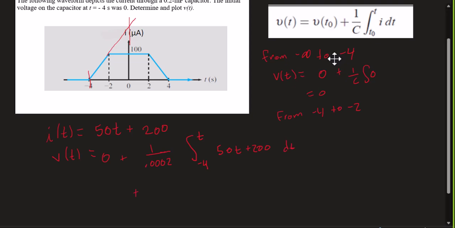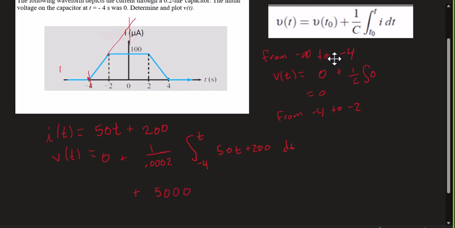So I found the equation of the line. Yes. So 1 over 0.0002, what is that? Can someone do this for me? Thank you. 5,000.